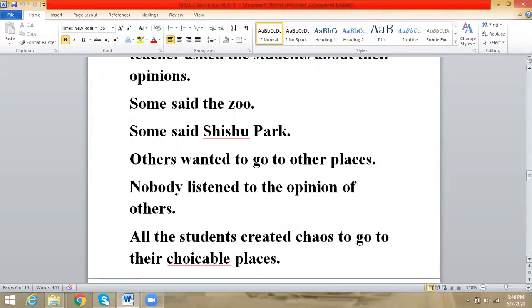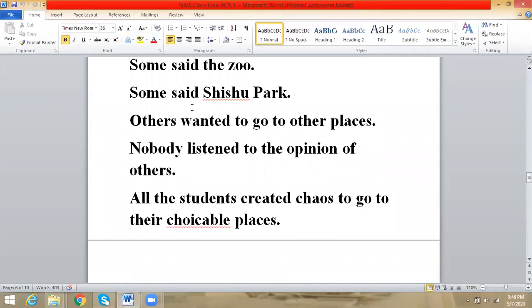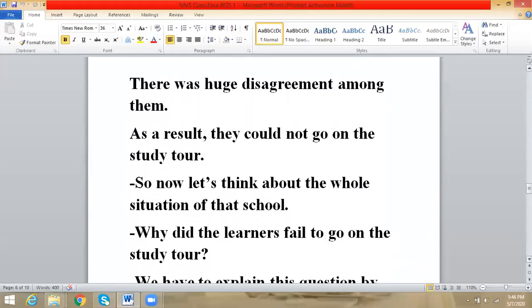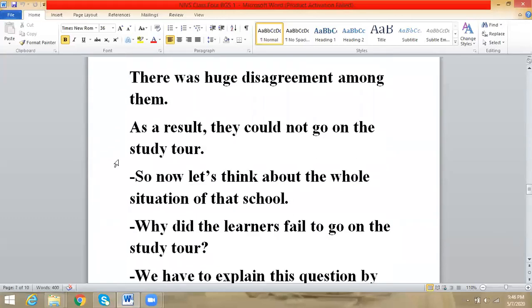Some of the students say that they want to go to the zoo, some say they want to go to the Shishu Park, and some other students say they want to go to other places. Nobody listened to the opinions of others. All the students created chaos to go to their chosen places. So there was huge disagreement among them. As a result, they could not go on the study tour.